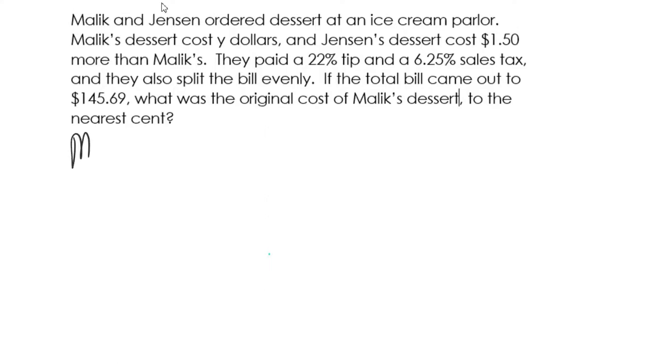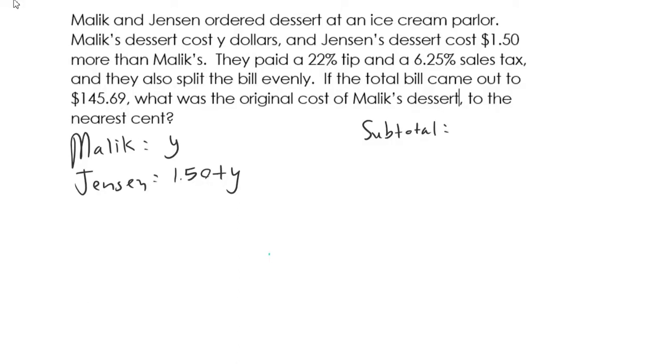But here we're talking about Malik's dessert and Jensen's dessert. Malik's dessert costs $Y. Jensen's costs $150 more than that. So their subtotal, the amount that their desserts would cost before any tax or tip is added, is going to be y plus y plus 150. So it would be 2y plus 150.